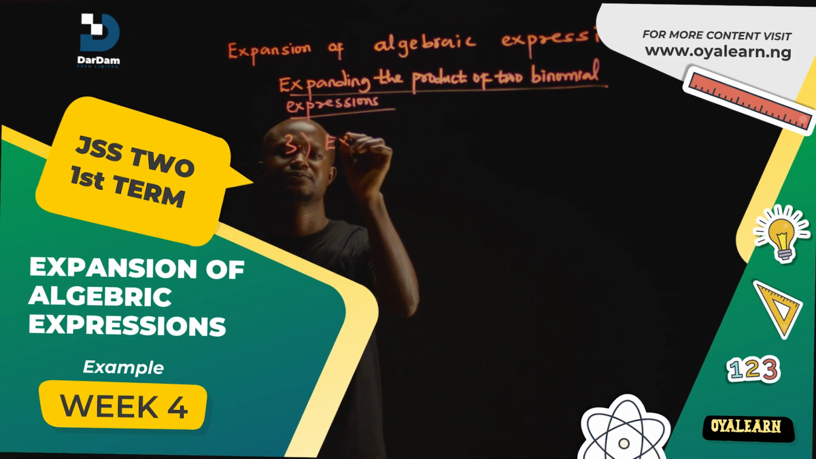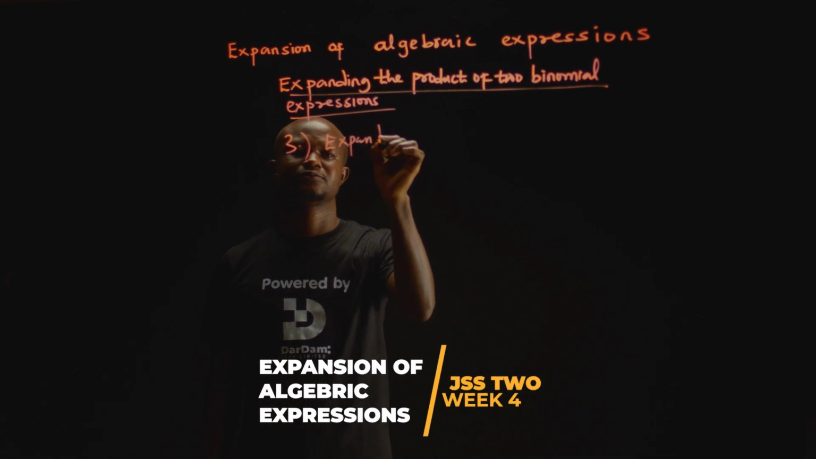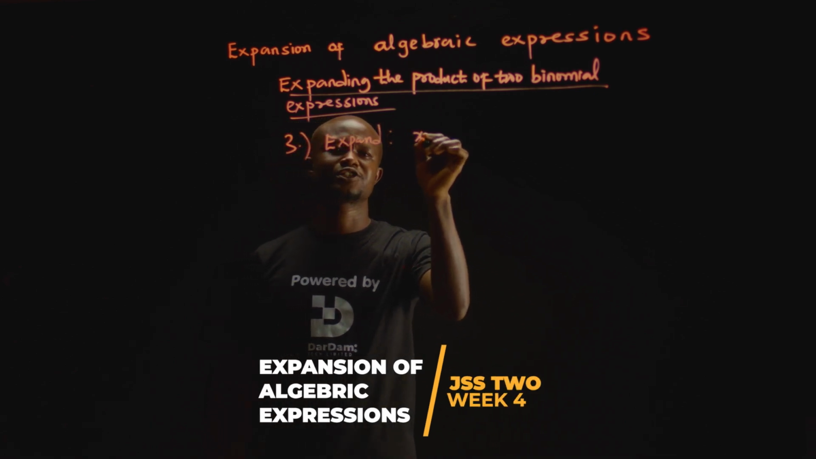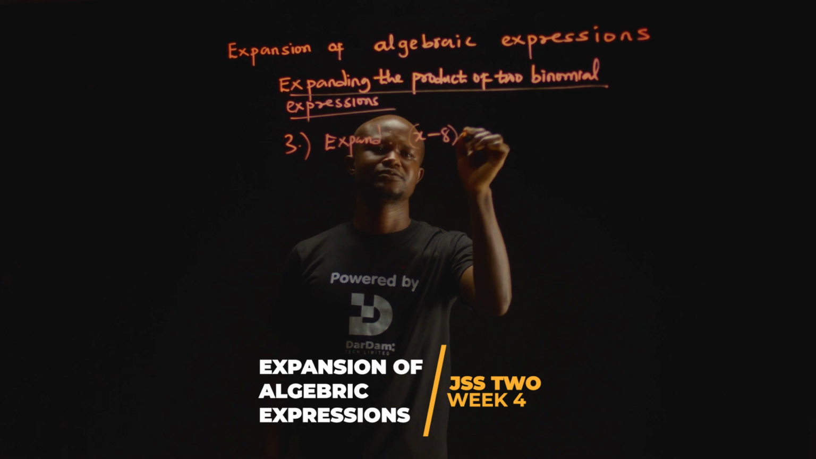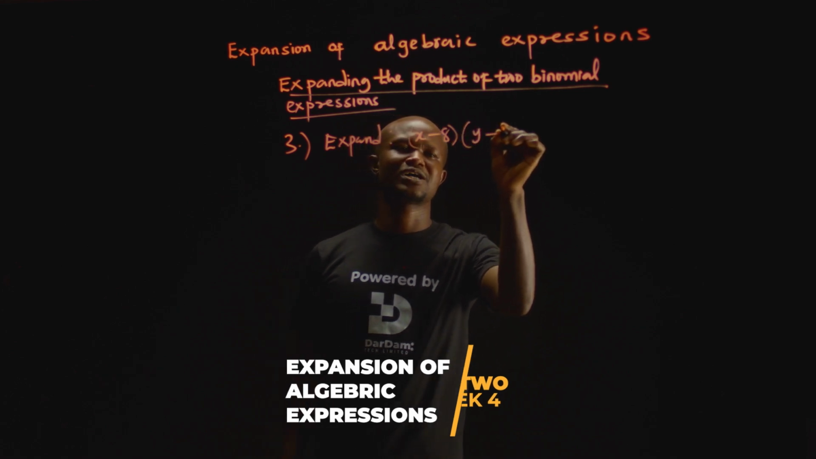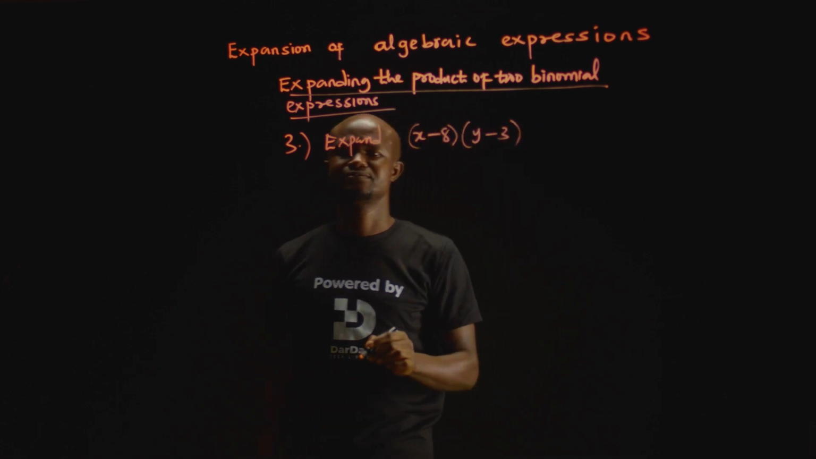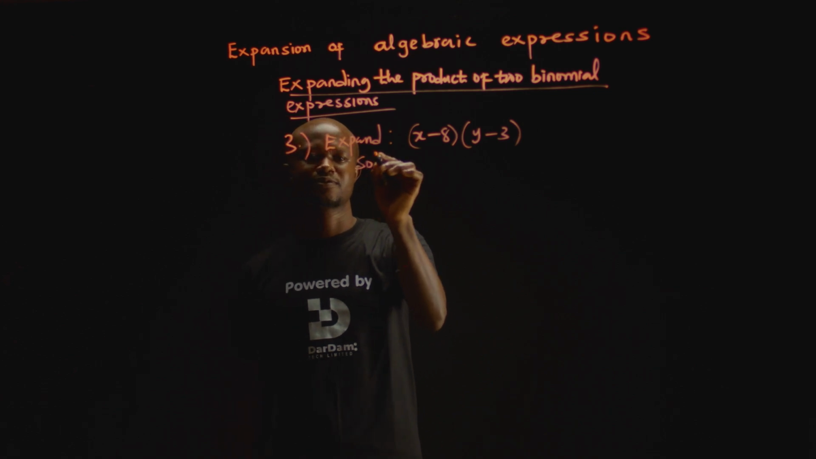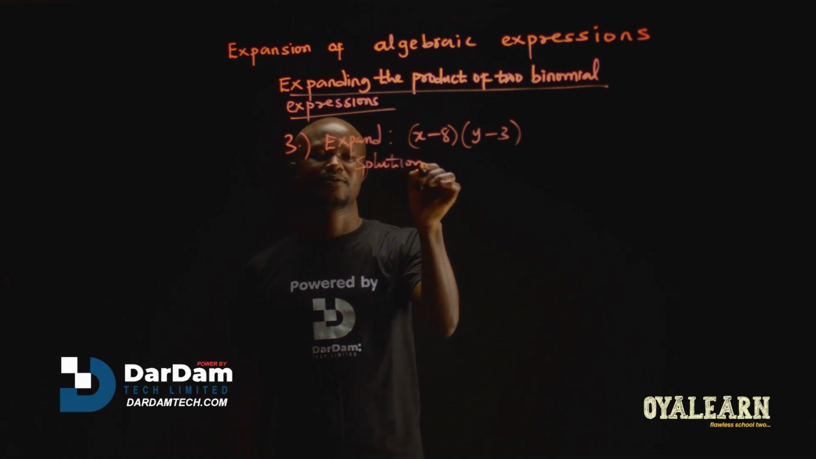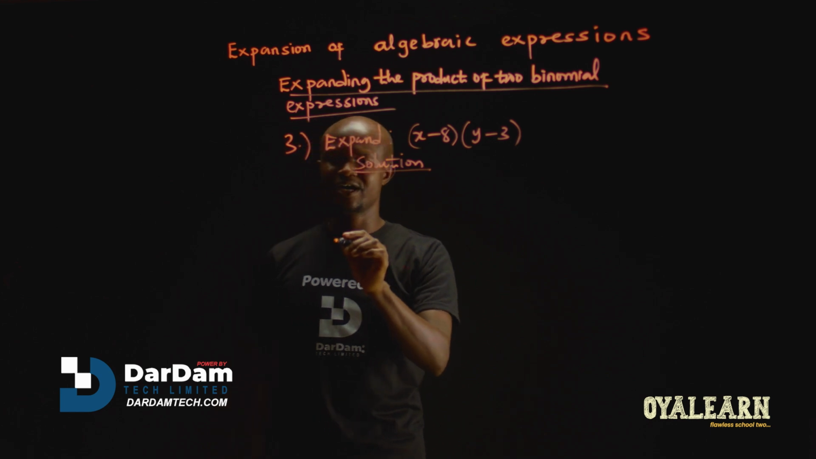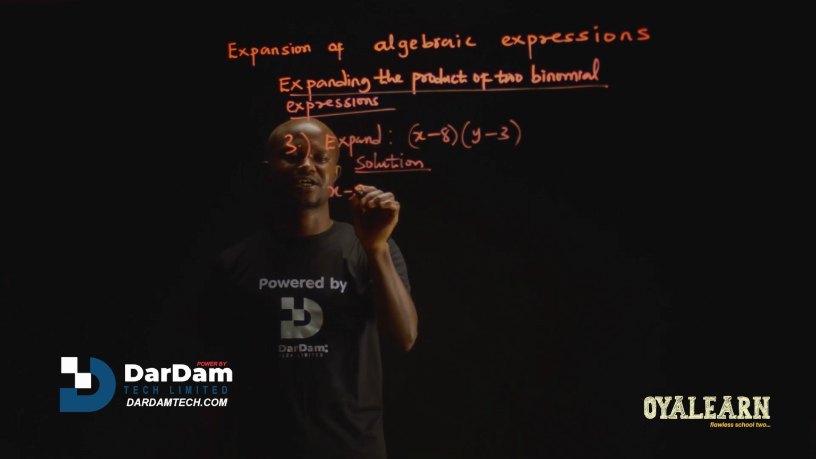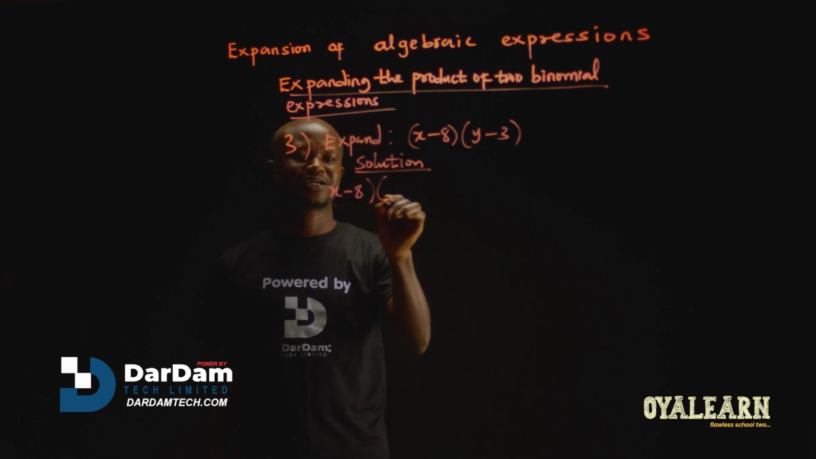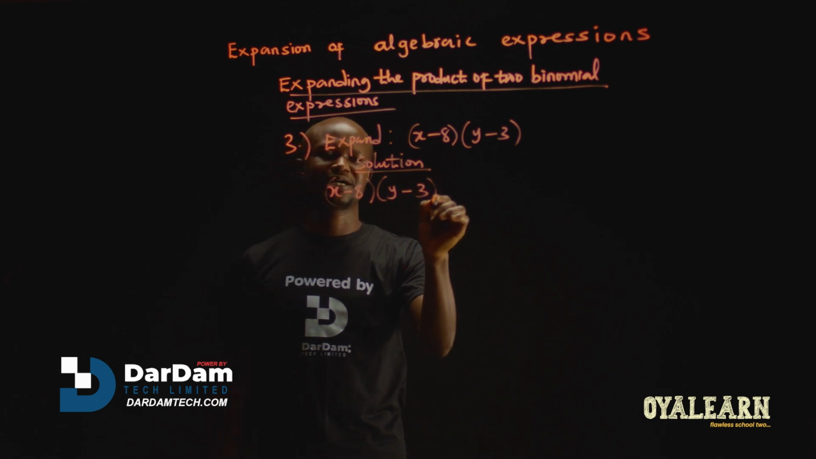Expand x minus 8 into bracket y minus 3. Solution. Now we have x minus 8 into bracket y minus 3.